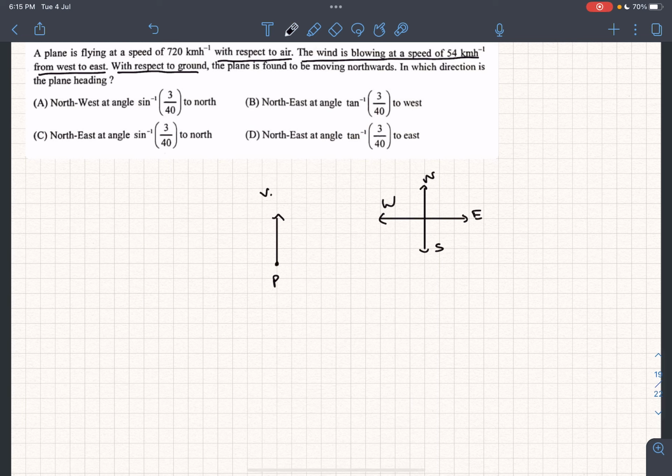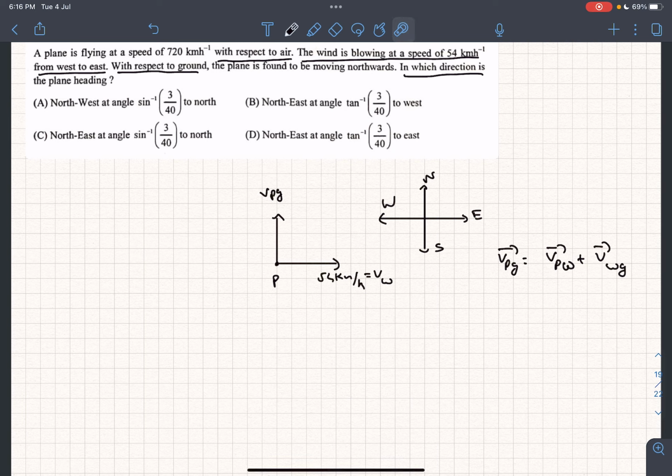So this would be velocity of the plane relative to ground. It's given that the wind is blowing at a speed of 54 kilometers per hour from west to east. So the wind velocity is in this direction, and its magnitude is 54 kilometers per hour. So we have to find in which direction the plane is heading. The velocity of the plane relative to ground is the vector addition of the velocity of the plane relative to wind plus the velocity of the wind relative to ground. So which basically means the velocity of the plane must be along this direction.